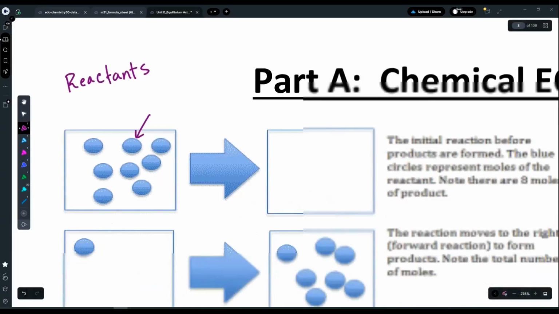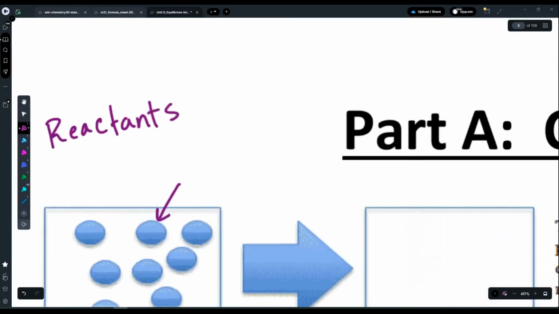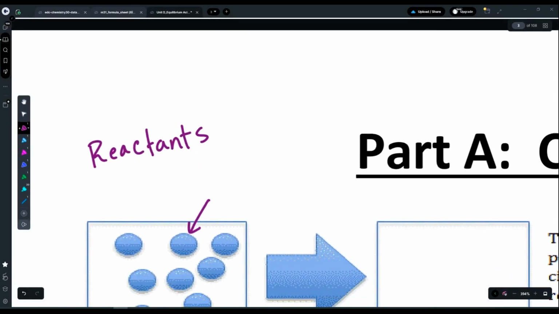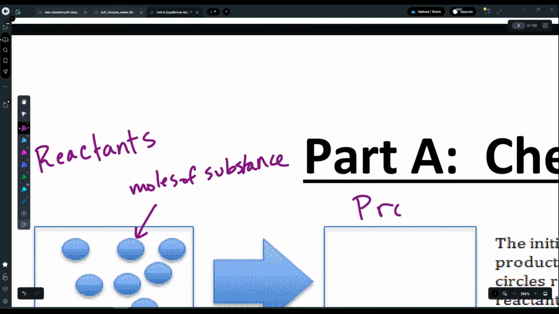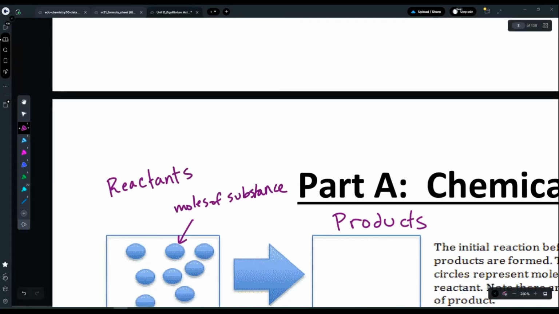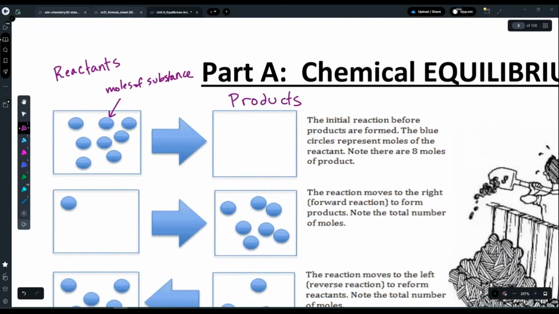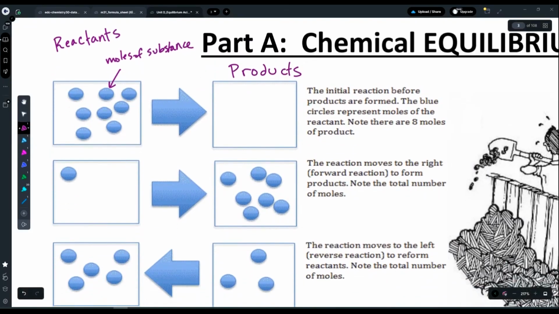So on the left-hand side of all of these diagrams represents reactants. Each circle is a mole of substance. So when they're on the left-hand side, it represents the moles of reactants. When it's on the right-hand side, it's going to represent the moles of products. Okay, so starting off, we have 100% reactants and no products. Okay, then the forward reaction happens and it forms the products.